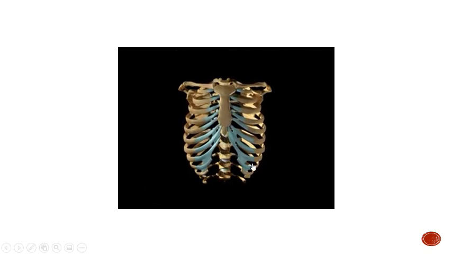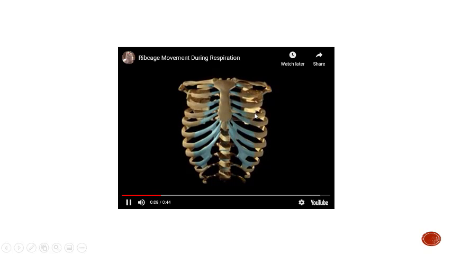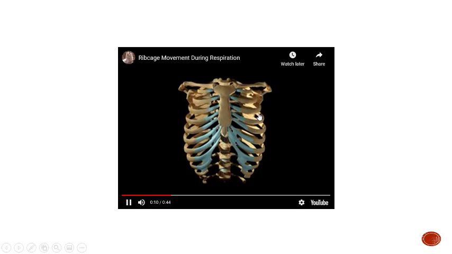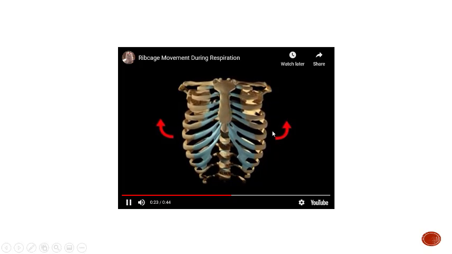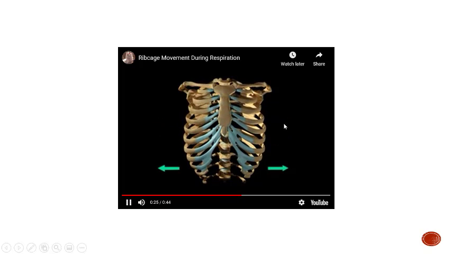So this is that pump handle. You can kind of see as it's going up and down like a water pump handle, right? And it's just showing that. This is also highlighting those true ribs, and you can see where they're attached to the sternum. The false ribs, again, they're only attached to that costal cartilage. And then it's showing kind of that lateral motion where they move up and out.